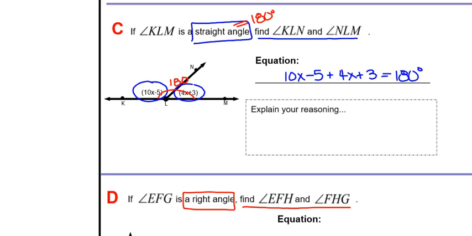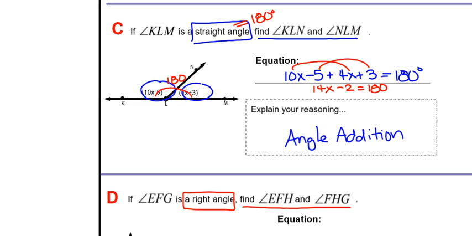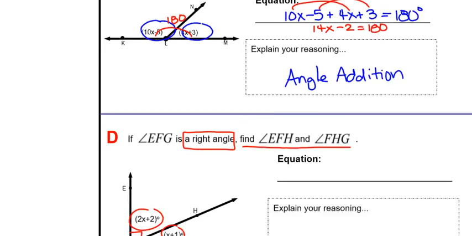And that gives me an equation that looks like this. 10x minus 5 plus 4x plus 3 equals 180. If you wanted to do some mental math right away, you could do the 10x plus the 4x, and you could call that 14x. And you could do the minus 5 plus the 3 and call that minus 2. That would also be an acceptable answer. The reason for that is simply angle addition. The left side plus the right side equals the whole amount.